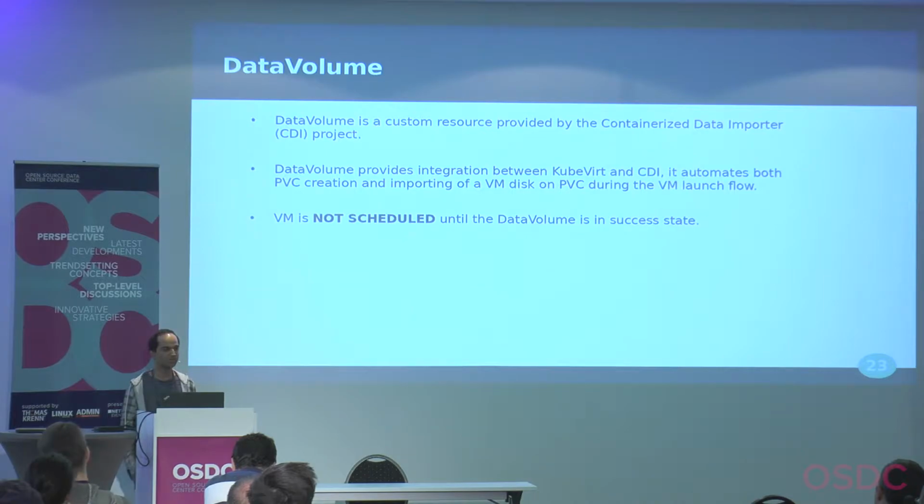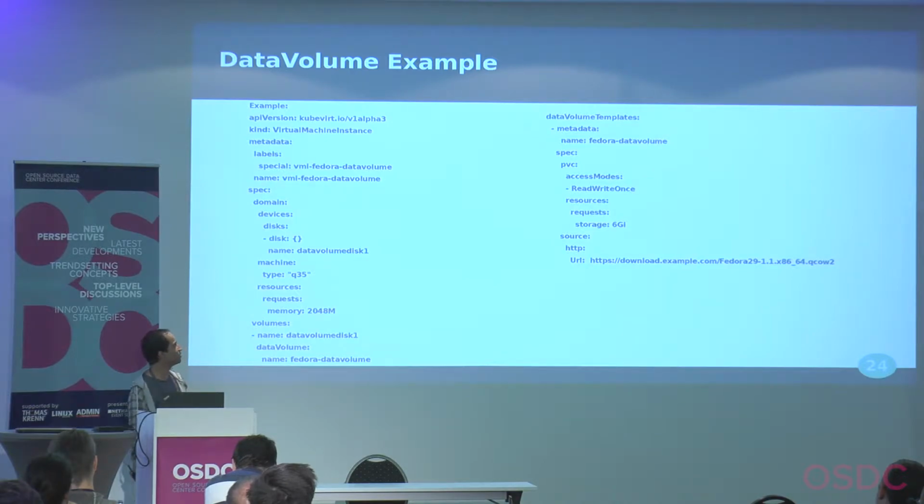The VM is not scheduled until the data volume is created and it is in a success state. So here KubeVirt is aware that it is not supposed to start the VM unless the data volume is in a success state. This is an example wherein we are using the data volume instead of the persistent volume claim.